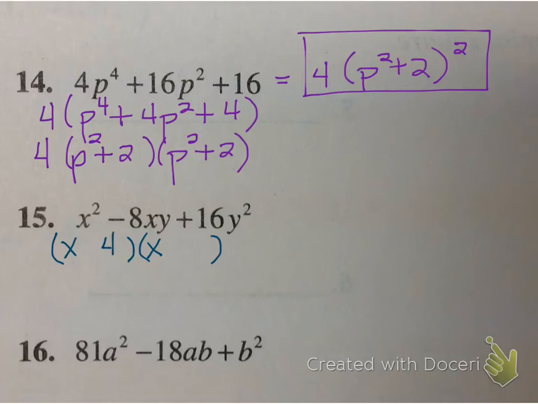So we have 4 and 4, but we also have that y squared. Well, how do you get y squared? Well, that's y times y. And since my second sign is a plus, that tells me my signs have to be the same. And since my first sign is a minus, they both have to be a minus. So my final factored form would be x minus 4y, quantity squared.